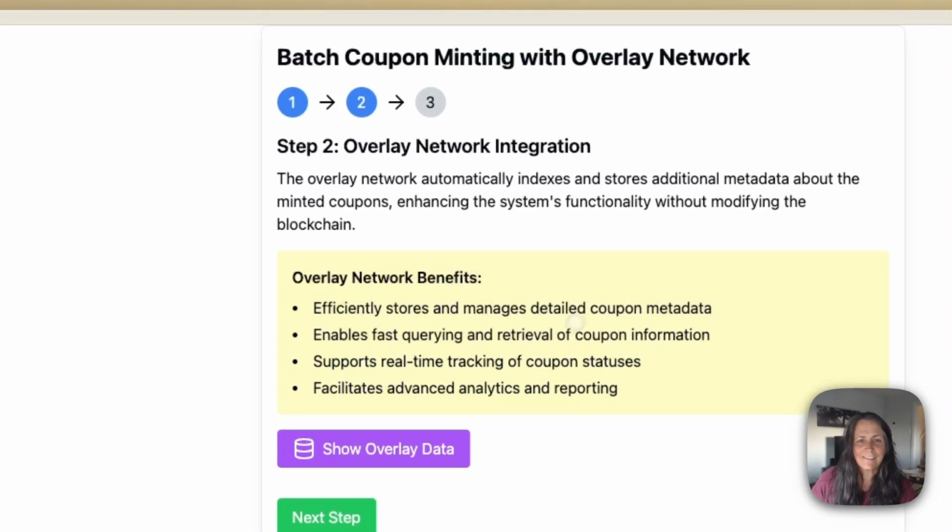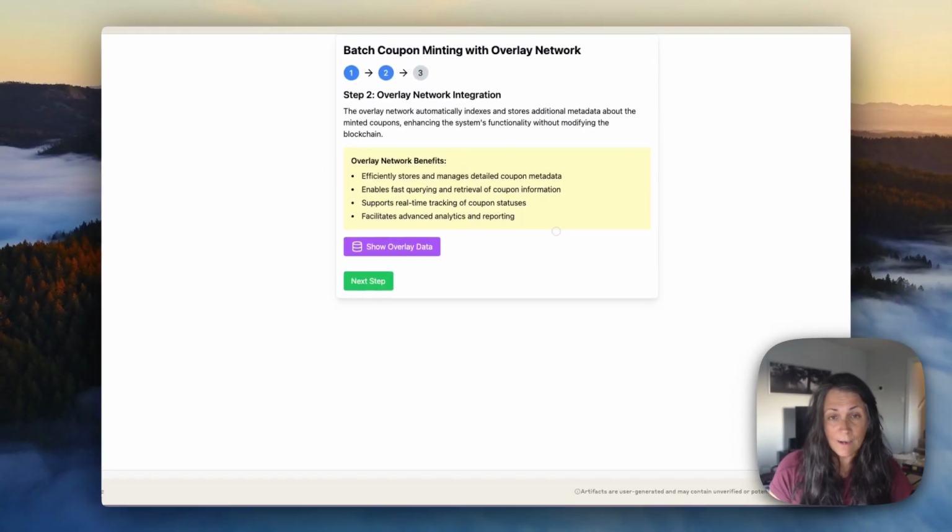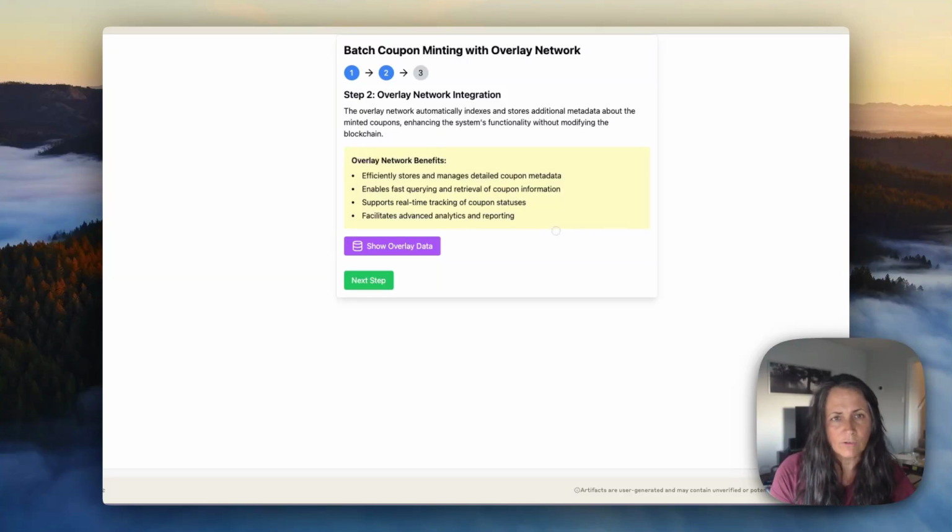So our next step, we're going to talk about this overlay network integration. So an overlay network in the BSV blockchain, and this is very new. The architects are hard at work creating this potential for massive scalability. But just think of an overlay network. I mean, it's basically software, but it's integrated directly into the base layer of the blockchain. So it has a lot of integrity. But in this case, this specific overlay network would be with respect to these coupons.